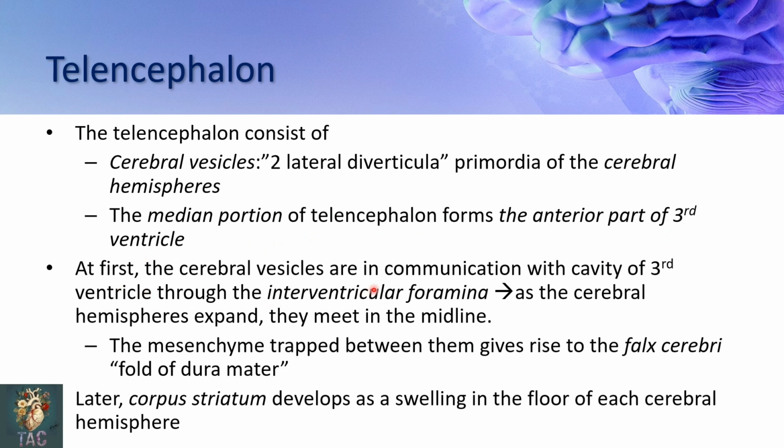At first, the cerebral vesicles are in communication with the cavity of the third ventricle through interventricular foramina. As the cerebral hemispheres expand, they meet in the midline. The mesenchyme trapped between them gives rise to the falx cerebri, that is, a fold of the dura mater. Later, the corpus striatum develops as a swelling in the floor of each cerebral hemisphere.